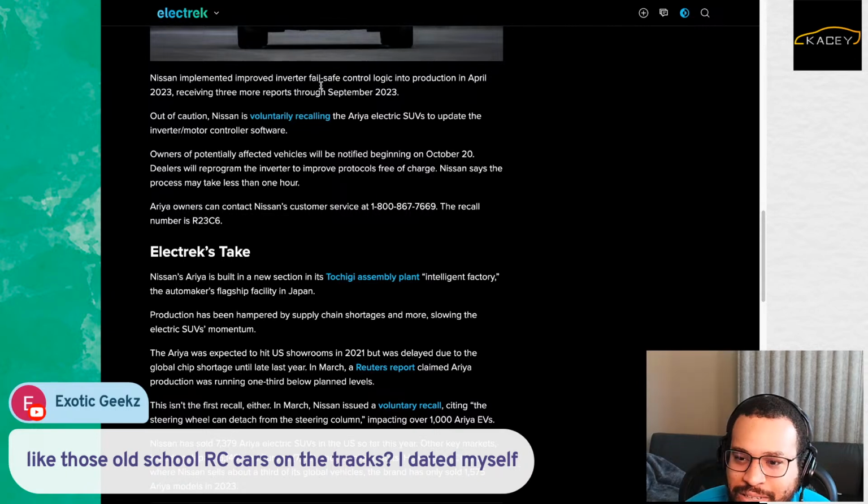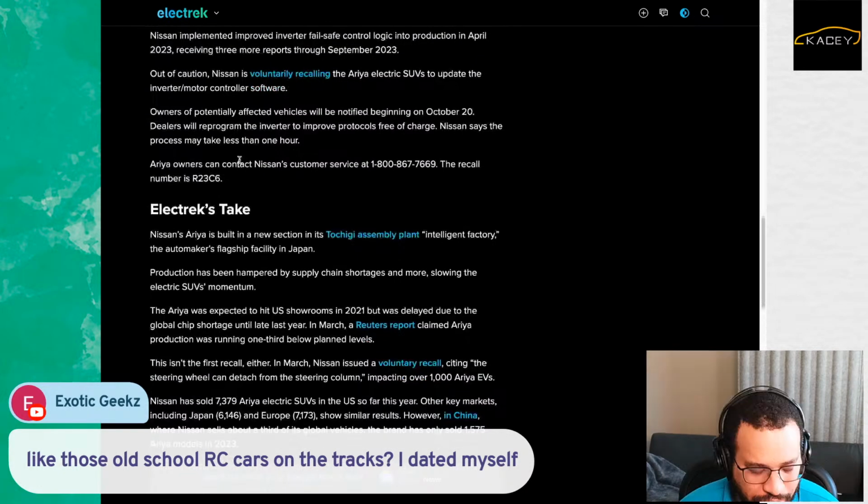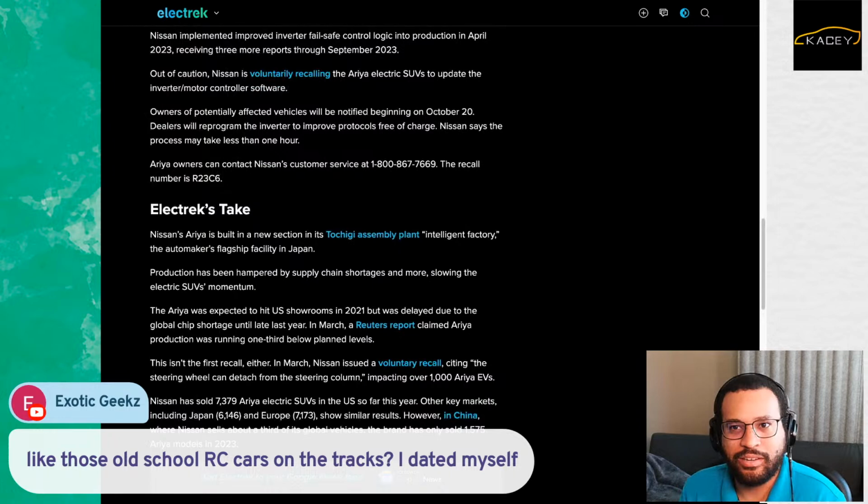Nissan implemented improved inverter failsafe control logic into production in April of 2023, receiving three more reports through September of 2023. So your improvement didn't work. Out of caution, Nissan is voluntarily recalling Ariya electric SUVs to update the inverter and motor controller software. But it sounds like all they're doing is just making it not turn off when it shorts out.